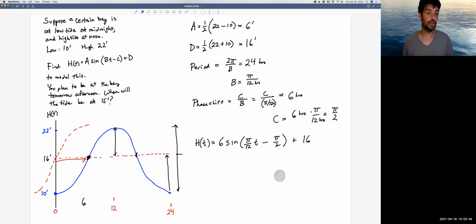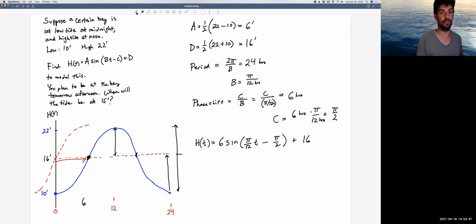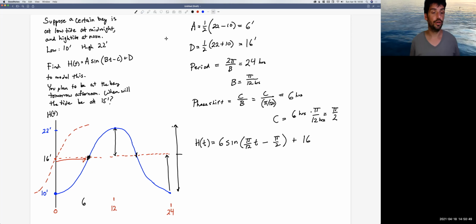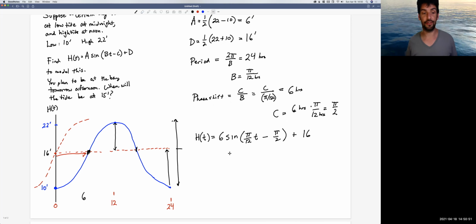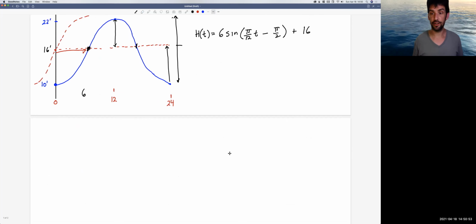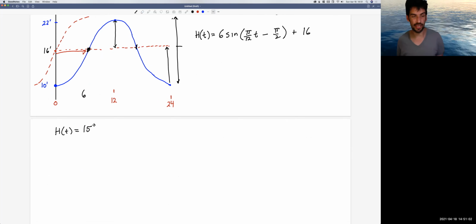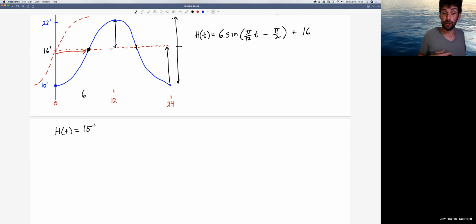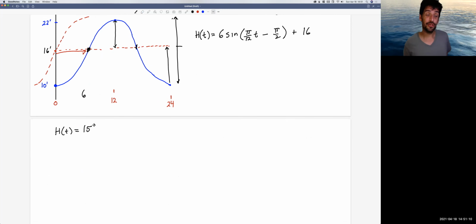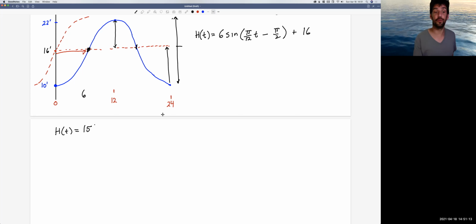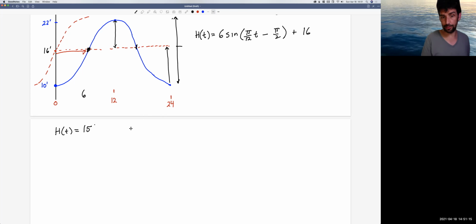Let's now tackle the second part of this. We want to know when the tide will be at 15 feet. In other words, we're trying to find out when h of t equals 15. Okay, I'm going to leave the units off now. We've checked them, they work, and now I just want to be able to manipulate algebraically. In other words, we want to find the t value, so we have to solve this equation I've written for t. Okay, so let's rewrite it with the function in there.